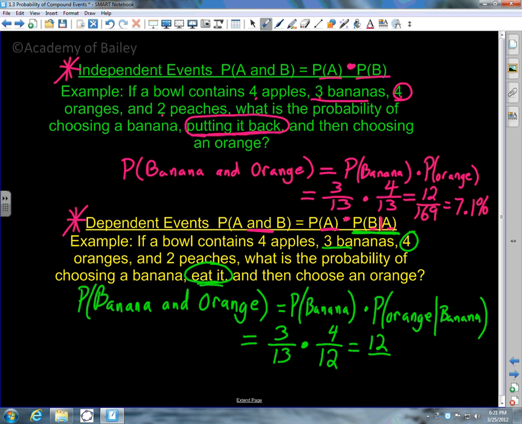And so when you multiply, you get 12 over 156. So now when you go ahead and divide this out, you should get something like 7.7%. Not much of a difference between the two examples, but there is a little bit of a difference. So those are the first 2 examples: independent events and dependent events.